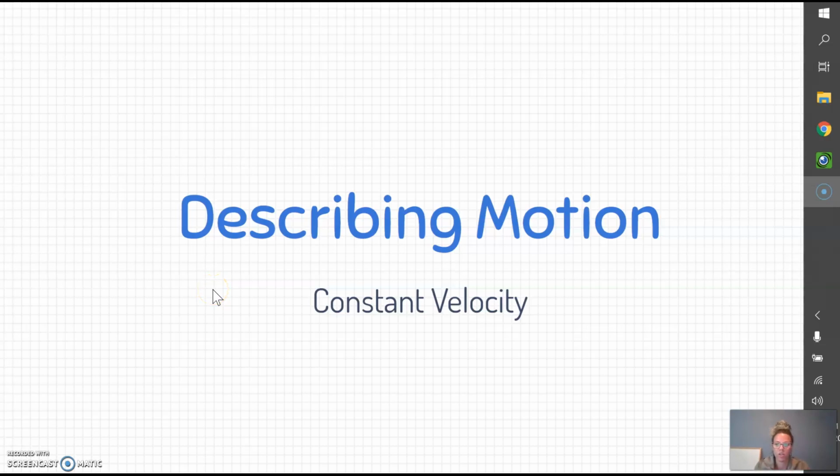Good morning, everyone. These are going to be your notes on describing motion. And this whole week, what we're going to be doing is looking at graphs, and we're going to try to understand how to look at a graph and describe an object's motion. So let's get started.